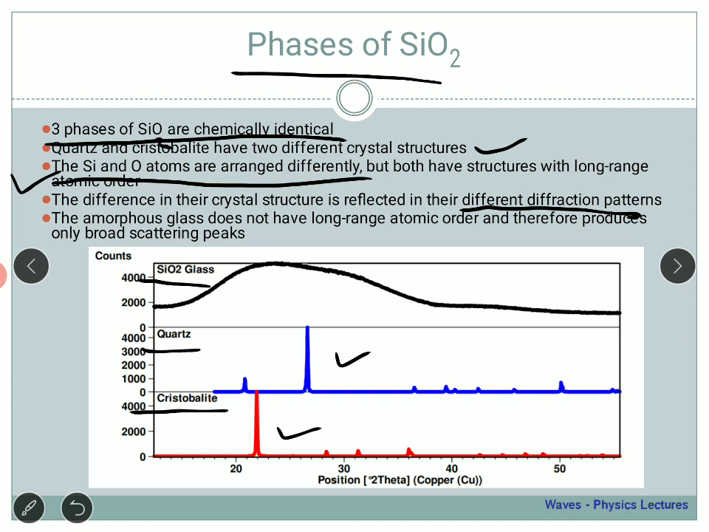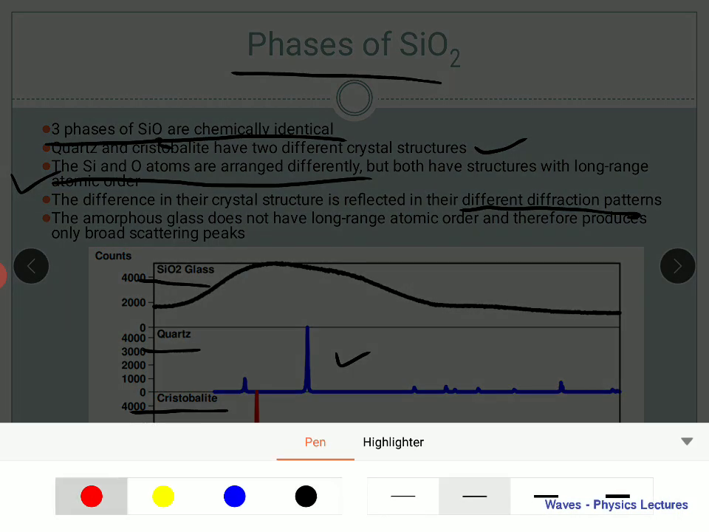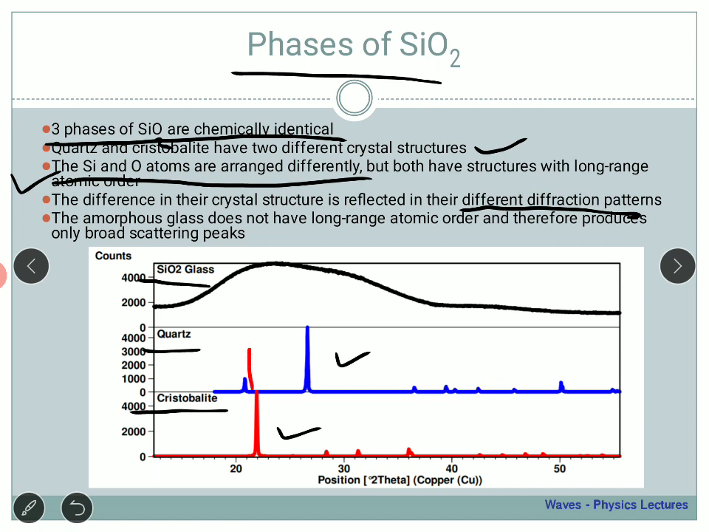Then what will happen? If this is a peak here, let me take this as red. If there is a mixed phase, you will observe a peak here also. Sorry, this is not at the position. Yeah, this is the position. So you'll observe a peak here also, which is not observed in quartz. So you can straight away understand that there is one more phase which is mixed, which is nothing but cristobalite.